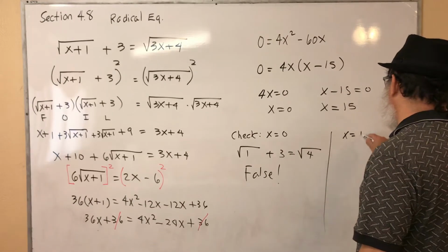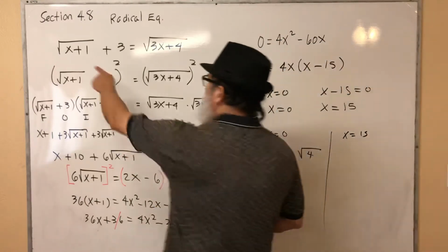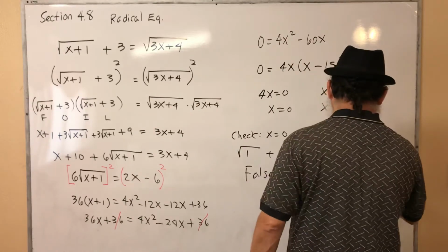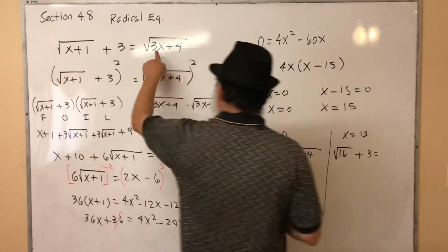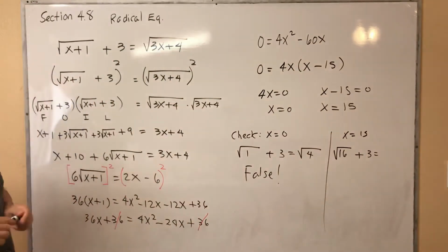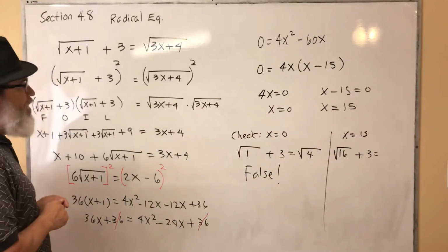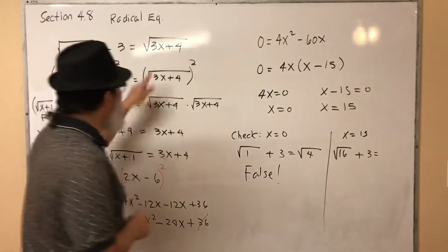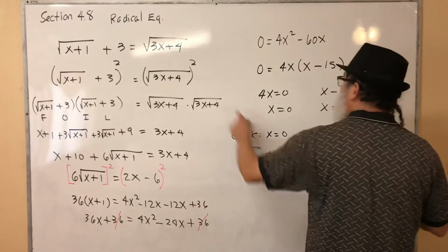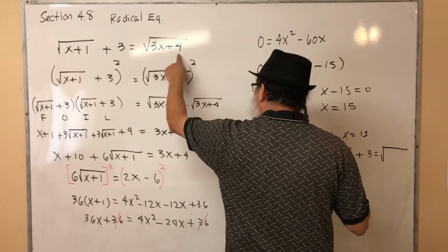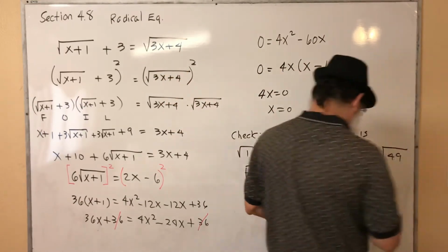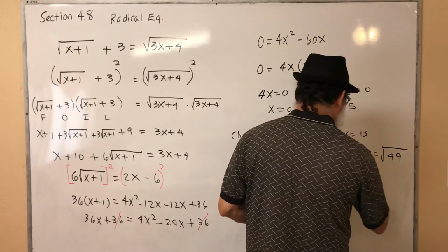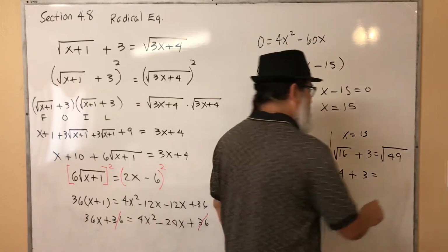Check x equals 15. What's 15 plus 1? 16. That's the square root of 16. Plus 3 equals, what's 3 times 16? Is that 48? 3 times 15, I'm sorry. 3 times 15, that's 45. 45 plus 4. 49. What is the square root of 16? 4 plus 3. What is the square root of 49? 7. True.